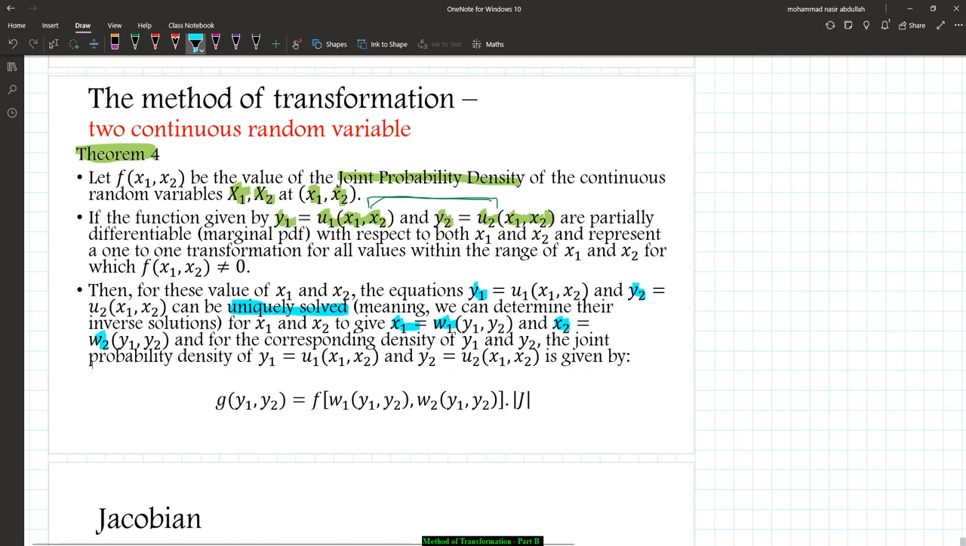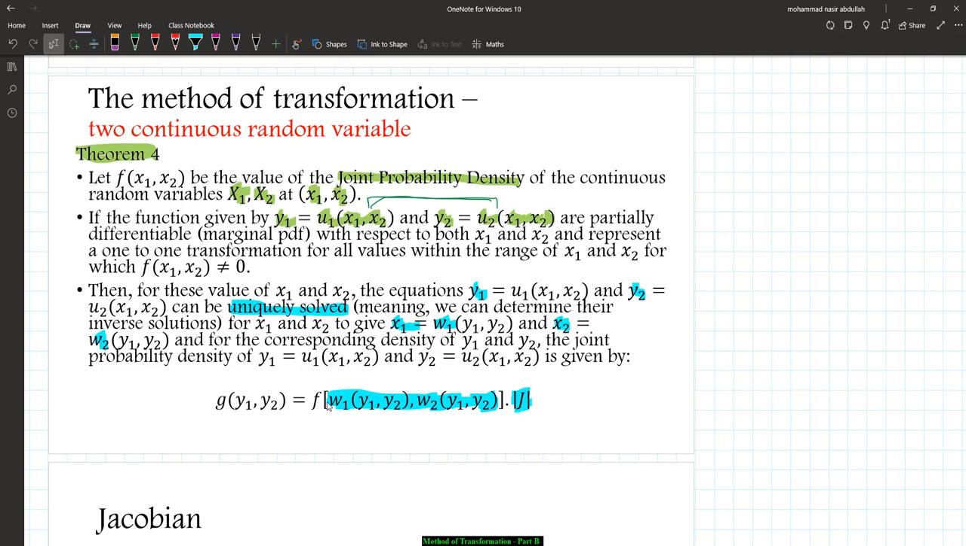Remember last topic, in one continuous random variable, we had y equal to w, x equal to w(y). So now we have two, x1 and x2. We're going to have x1 equal to w1(y1, y2) and x2 equal to w2(y1, y2). So we have two functions, right? For the corresponding density function, the joint density function of y1 and y2 is given by the function f(w1, w2), the joint probability distribution for w1 and w2, multiplied with the determinant of J.